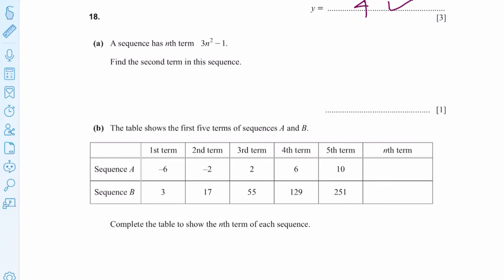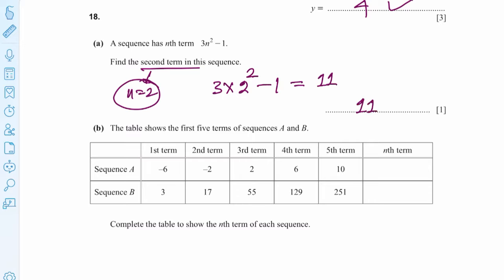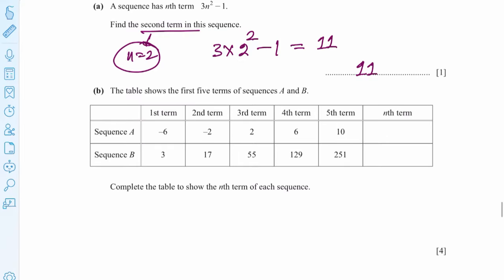Okay, next, question number 18. Question number 18 is: given a sequence has nth term 3n squared minus 1, find the second term. So second term means n equals 2 here, right? So 3 times, instead of n, I'll put 2 squared, minus 1, which equals 12 minus 1, which equals, I'm getting 11. So the answer should be 11. Got it, everyone?